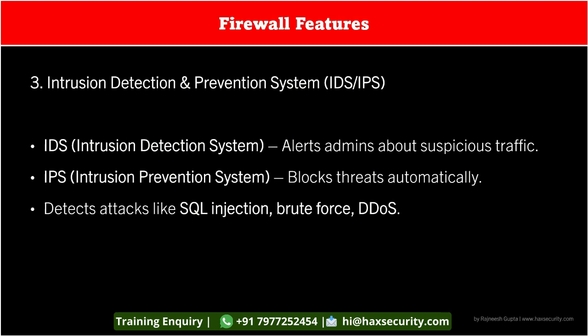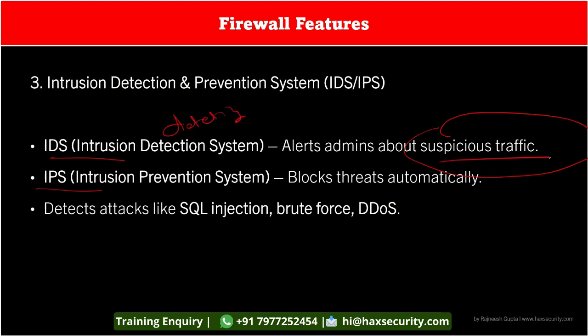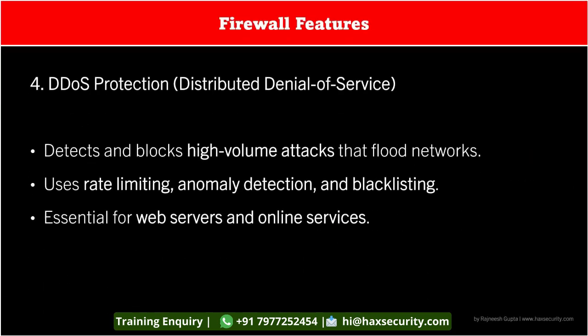The third one is the intrusion detection and prevention system, IDS and IPS. This is alerting the admins about suspicious traffic. The difference between IDS and IPS is that IDS is only detecting suspicious traffic, while IPS, once it detects suspicious traffic, not only alerts, it even blocks it automatically. So it helps us detect attacks like SQL injection, brute force, and DDoS. This is the good feature of firewall, IPS and IDS.